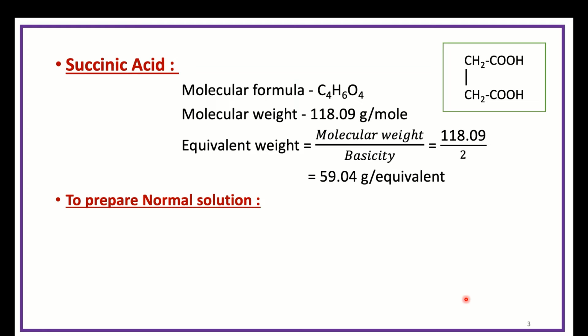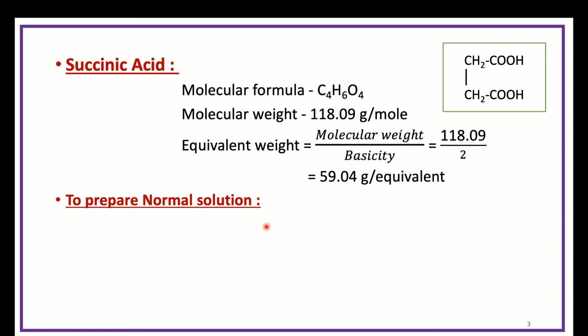Next, we will take the normal solution of succinic acid. How to prepare the normal solution? Now, the molecular weight we know is 118.09 grams per mole. We define a normal solution, or the normality of the solution, as the number of gram equivalents in 1 liter of solution.